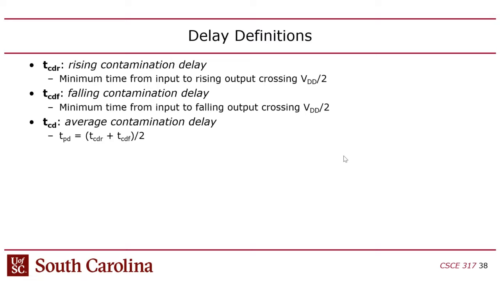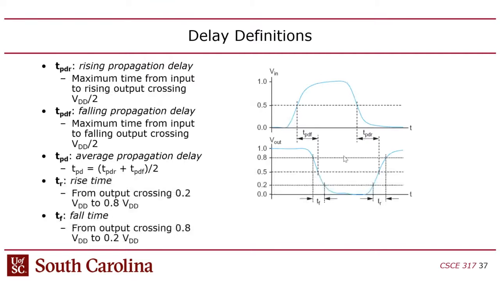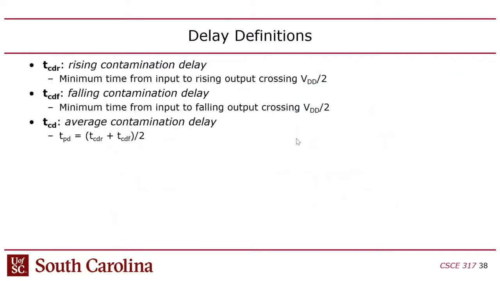Okay, and then the other metric is this thing called contamination delay. The propagation delay is the worst case delay, whereas the contamination delay is the best case delay. So basically, if you have a given gate, there is a minimum amount of time it'll take to propagate a signal versus the maximum.